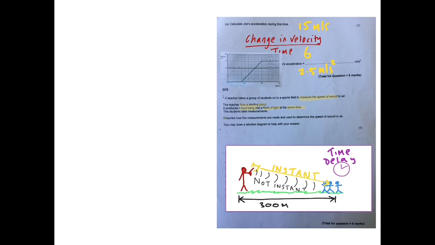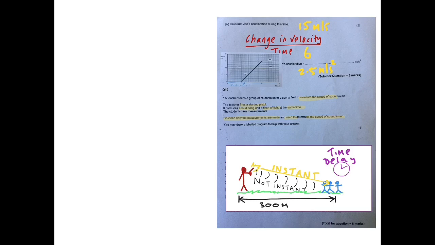So in other words, what equipment do you need to take those measurements, and how is it used as well. So it's two parts to this question. What equipment do you need? How are you going to use it to determine the speed of sound in air? You may draw a labeled diagram to help you with your answer.